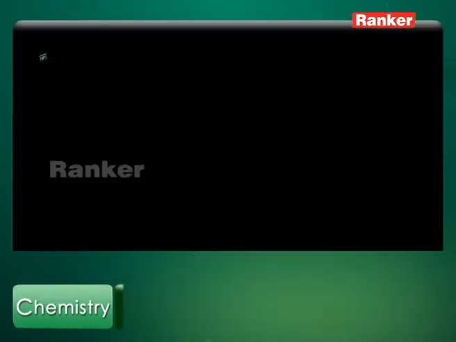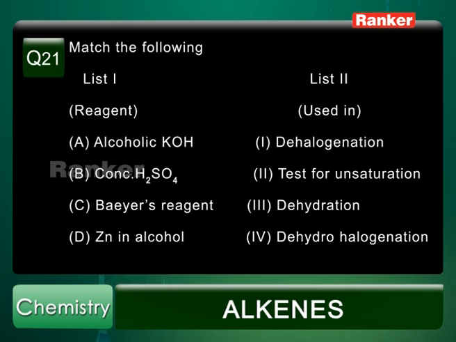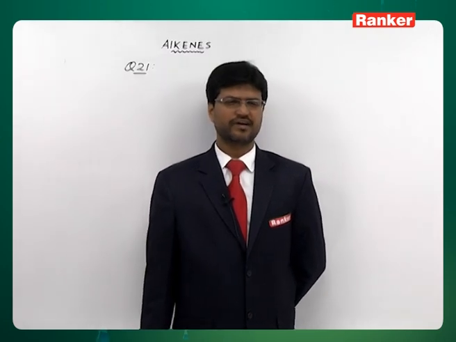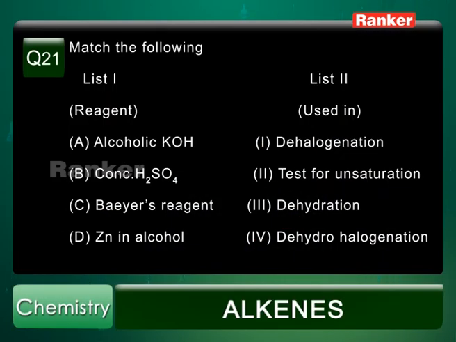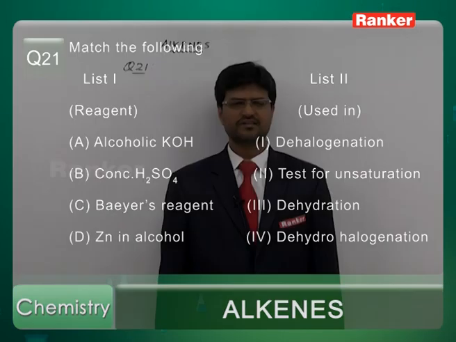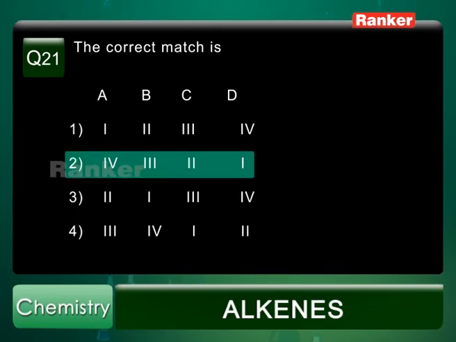Question number 21. In the list 1, some reagents are given, and in the list 2, the type of reaction they bring about. Alcoholic KOH, concentrated sulfuric acid, Bayer's reagent, and zinc in alcohol. These are the reagents given, and on the other side you have dehalogenation, test for unsaturation, dehydration, and dehydrohalogenation. See, alcoholic KOH brings about dehydrohalogenation, so A should be matched with 4. Concentrated sulfuric acid brings about dehydration, so B should be matched with 3. Bayer's reagent is used for testing unsaturation, so C should be matched with 2, and zinc in alcohol can bring about dehalogenation, D should be matched with 1. Therefore, the correct answer is second option, A4, B3, C2, and D1.